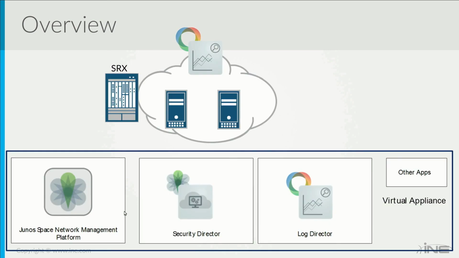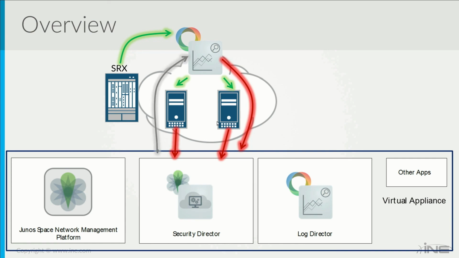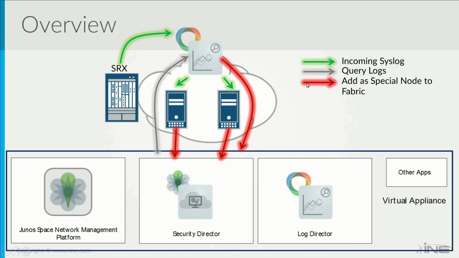Let's look at an infographic for the distributed deployment model. In this model, we have two log storage devices and a single log receiver. We add all these three nodes as specialized nodes in Security Director. Then the SRX device is going to send syslogs to this log receiver, which is going to forward them to the log storage nodes, and we are going to query this log receiver node from Security Director.